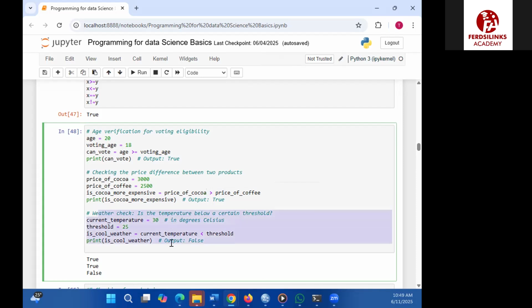We can also check something like temperature. So, checking for weather, is the current temperature below the threshold? It's similar to what we have done. So if the current temperature is this, say 30, and the threshold is 25, you can say whether the weather is cool or hot, depending on whether the figure is below or above.